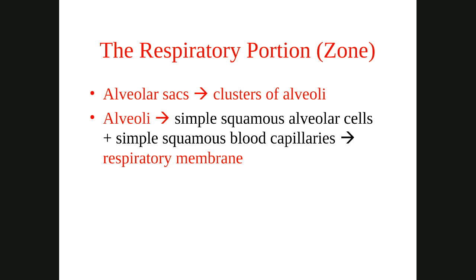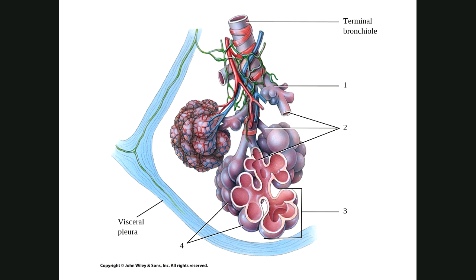Alveolar sacs. Let's discuss those. Alveolar sacs are clusters of alveoli. They look like grapes. They actually look like grape clusters. So you need to know it's simple squamous alveolar epithelium or cells and simple squamous blood capillaries. So it's the simplest, thinnest possible cell tissue you can get known to man, right? So here are the terminal bronchioli. Here are the alveolar clusters and the alveolar sacs.